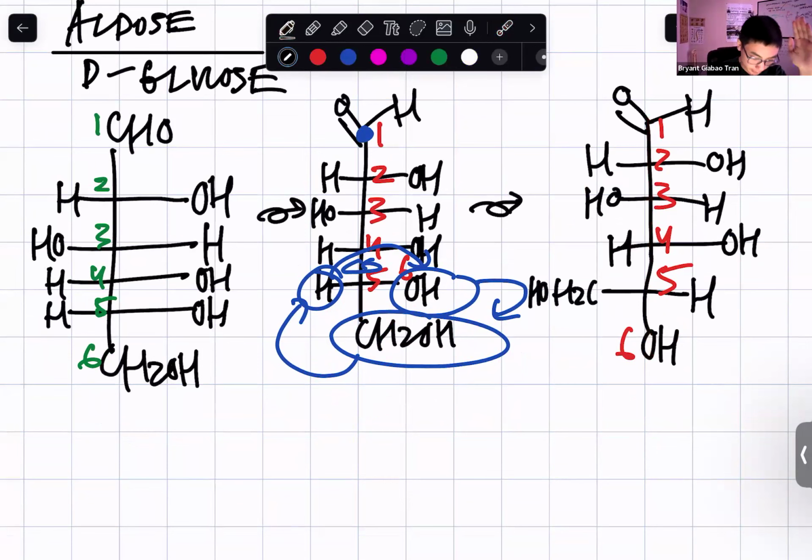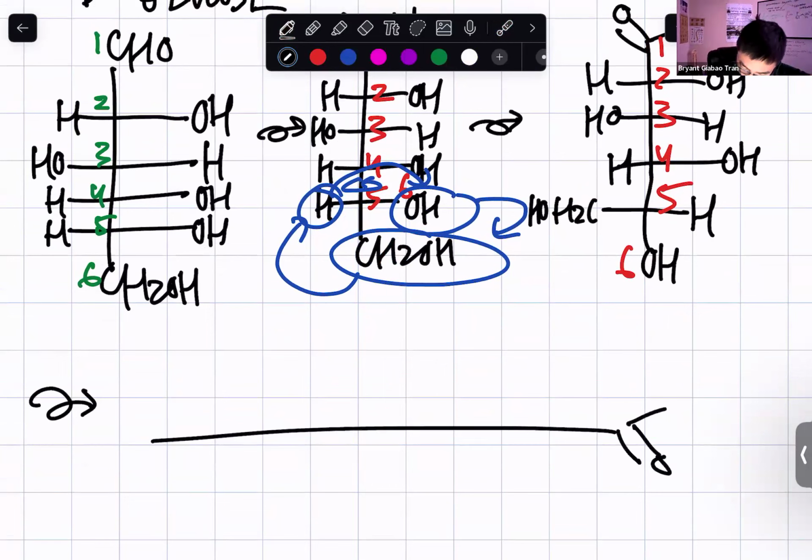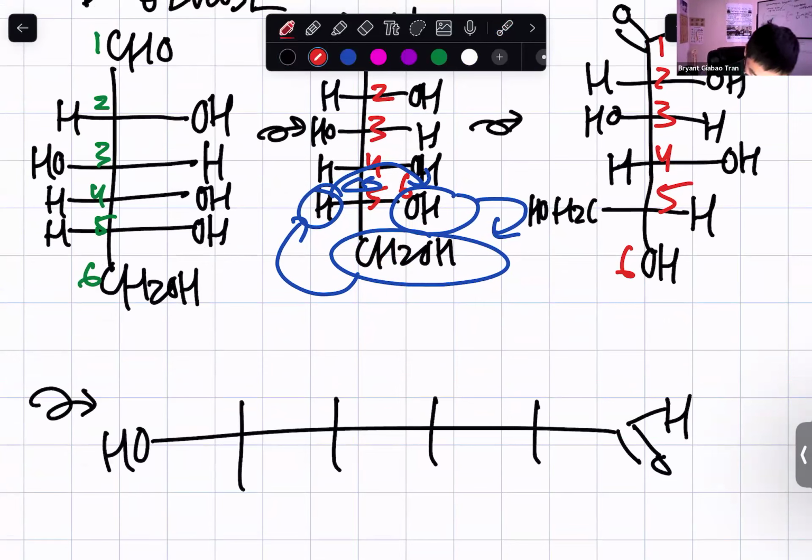I'm going to topple it 90 degrees to the right, forcing everything to go horizontal like that. So if I do that, the aldehyde is going to be right here, the OH is going to be right here, and then the four groups are going to be right here, right? Where this is going to be 1, 2, 3, 4, 5, 6, right?